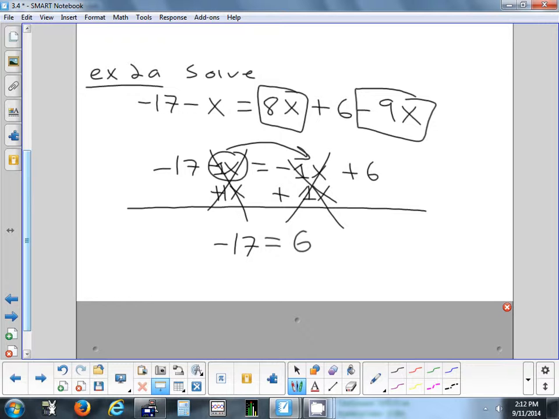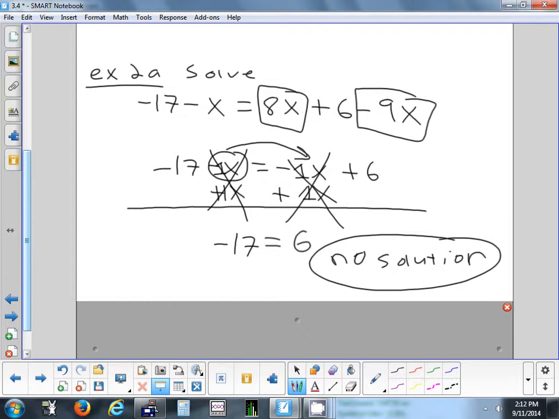Does negative 17 equal 6? No, that's not true. So do you think this means that there's no solution or anything is a solution? There's no solution. This is a false statement. Are we going to have that on the test? Yep, you could have one like that. What this means is that there is no value for x that would ever solve this equation. This equation cannot be solved. There is no solution. It's impossible to solve it.